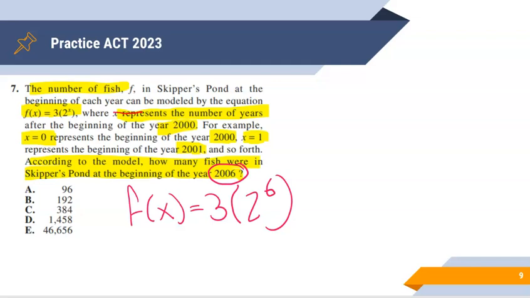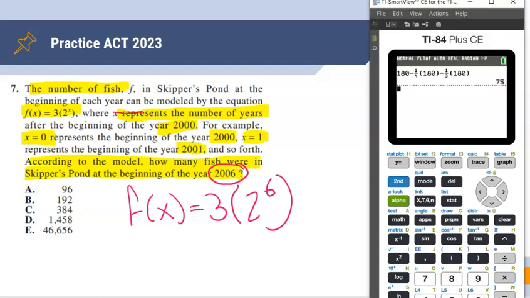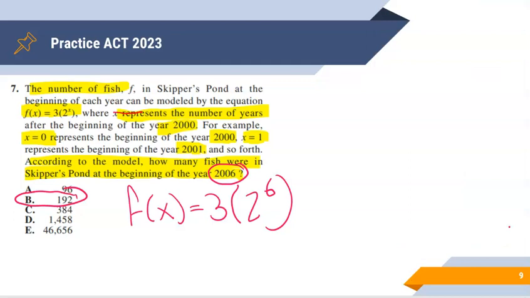So this is our formula, and all I do is I type it in. 3 parentheses 2. Again, the button above the divide sign is the caret, power symbol, 6. And the answer is 192, letter B.